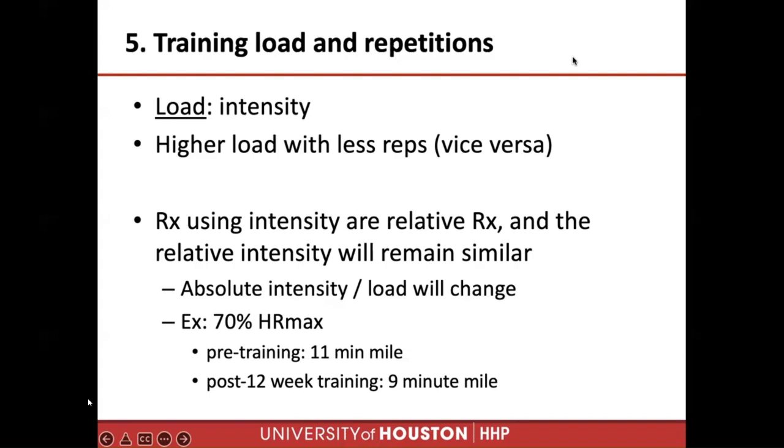Same thing with percent heart rate max, for example. If you're having somebody do 70% of heart rate max, and at base, maybe they're running 11-minute miles, and then they did a 12-week training program, and you're awesome, and they did really well, and they were committed to it. And now they're running a 9-minute mile at 70% heart rate max.